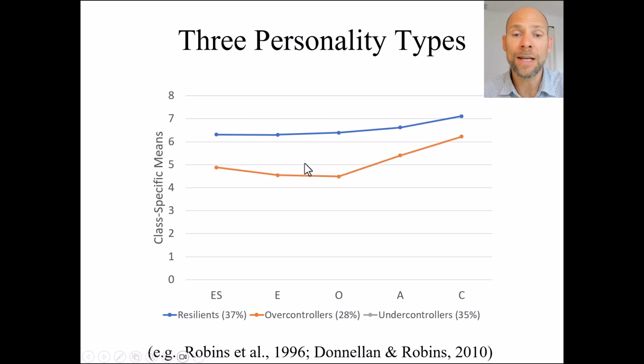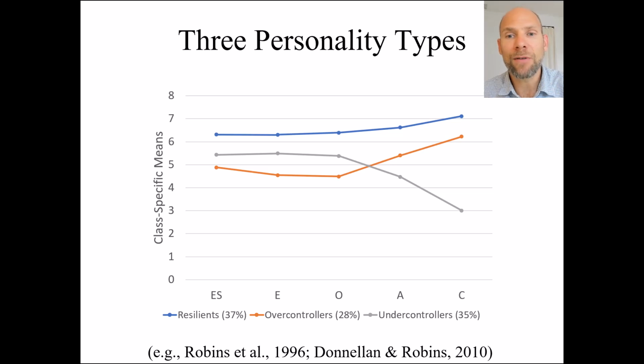The over-controllers, in contrast, are lower on everything compared to the resilients, first of all, but then they are also particularly low on openness here, as you can see. They are lower on emotional stability, they are lower on extraversion, they're pretty high on agreeableness and conscientiousness. So they're more neurotic, so to say, but they are agreeable and conscientious, so they're well functioning in that regard, but they may not be as happy as the resilients, because they are more neurotic in a way and over-controlling things.